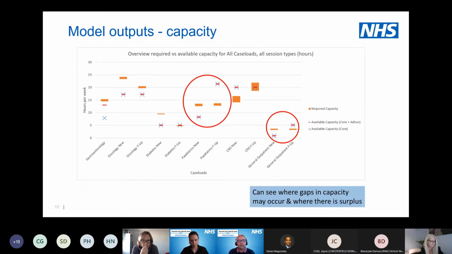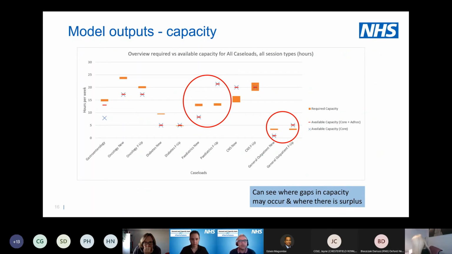So just to look then at some of the outputs from the model, and in this case we'll look at capacity, and here we can see the required capacity compared to the available capacity within the service. The required capacity is represented by the orange blocks, and the available capacity by the cross and the red dash. The cross represents the available core capacity within the service, and the red dash any ad hoc capacity. So this enables you to identify where there are any gaps in capacity or where there's any particular surplus.